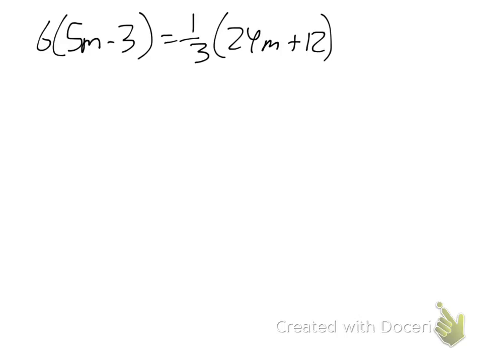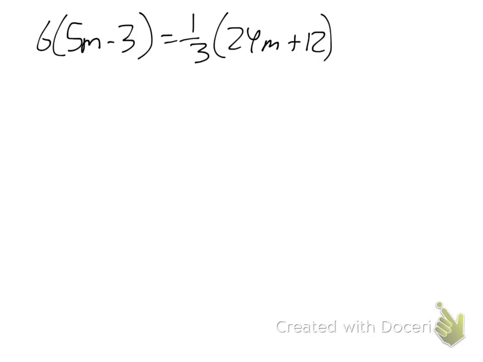So what happens if they kick it up a little bit? And they give you something like this. 6 times the quantity 5m minus 3, equals 1/3 times the quantity of 24m plus 12. Now that's a little scarier. But here's the thing. Just because I have something outside of parentheses, there's usually a couple different ways. For us right now, maybe the easiest way to deal with this, take the 6 and the 1/3 and distribute them into their respective parentheses.